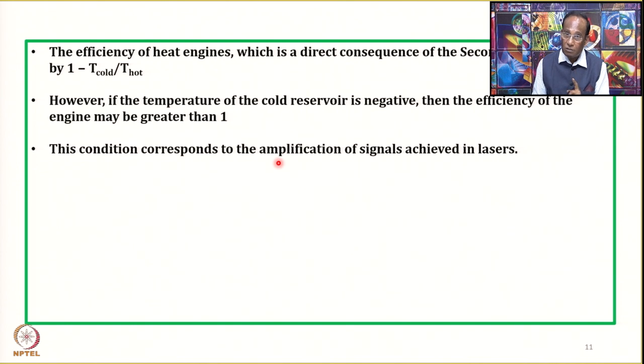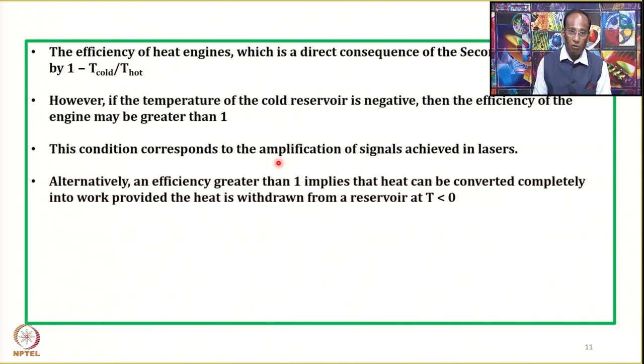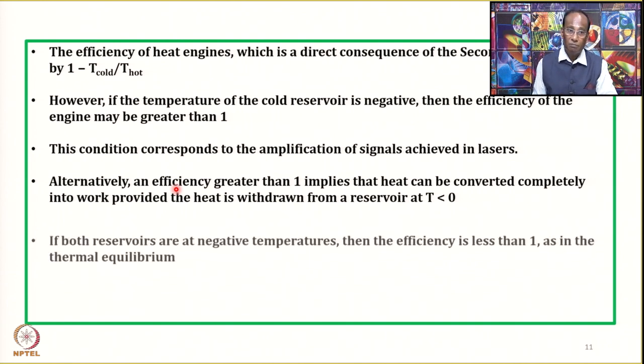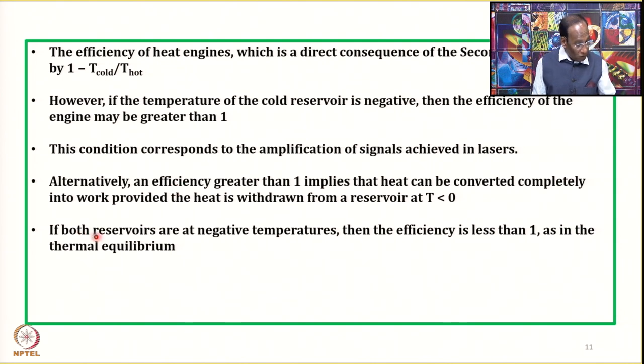As I said, this advanced level you will study later on. Alternatively, what is the meaning of efficiency greater than 1? It means that heat can be converted completely into work, provided the heat is withdrawn from a reservoir which is at a negative temperature. Now, if both the reservoirs are at negative temperatures, then efficiency is less than 1, as in thermal equilibrium. Because if both are negative, negative, negative become positive, and the overall negative sign remains over there.